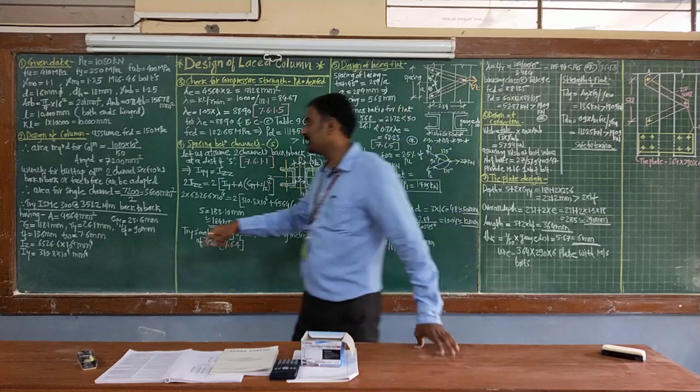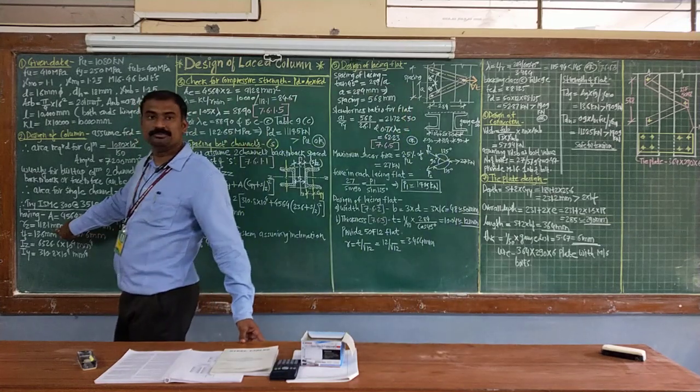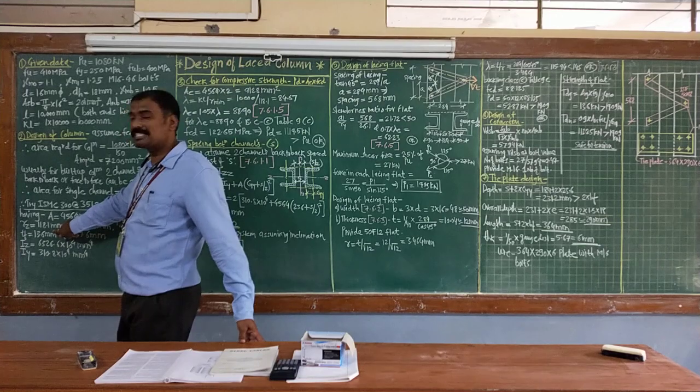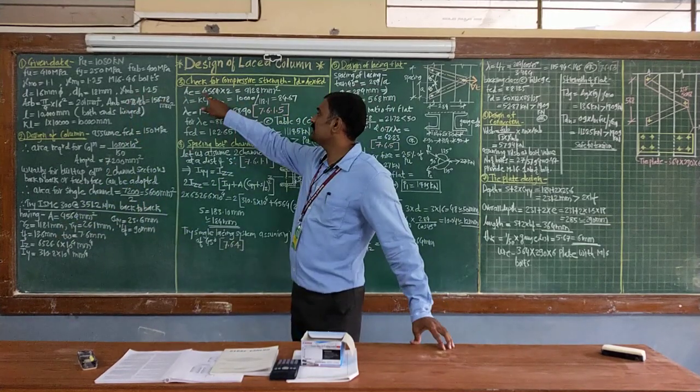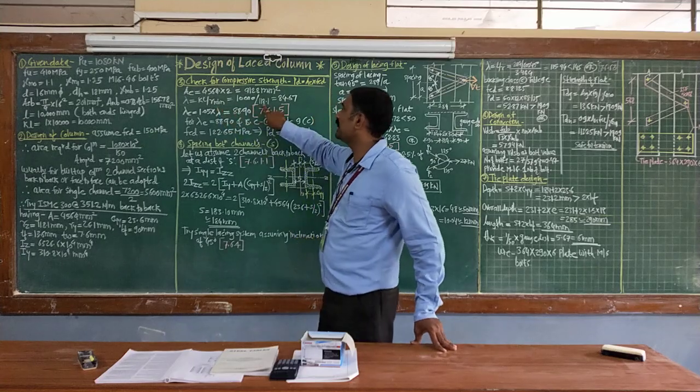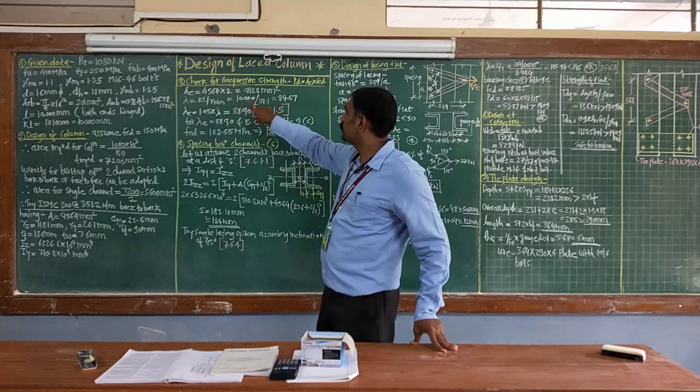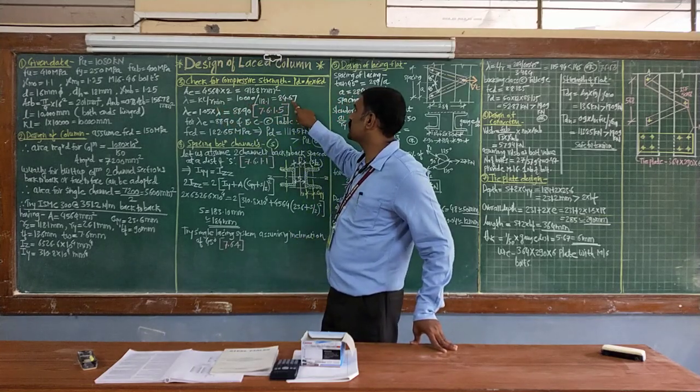Therefore, assuming rz value as minimum, correct? Assuming rz as minimum, we are going to calculate the slenderness ratio. So the area is given, KL by r value, assuming rz as minimum. So KL by r is 84.67.